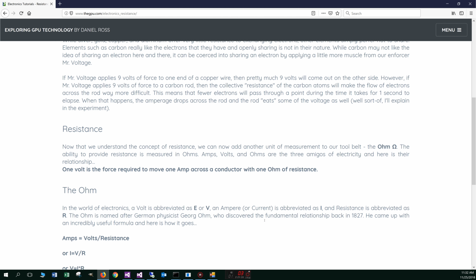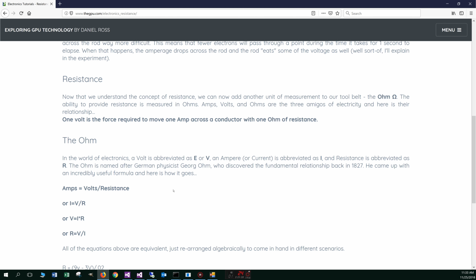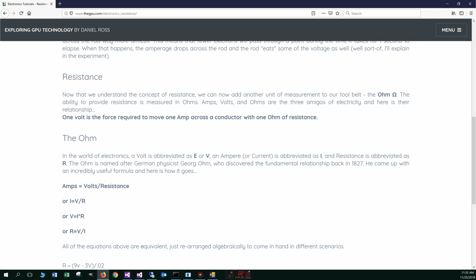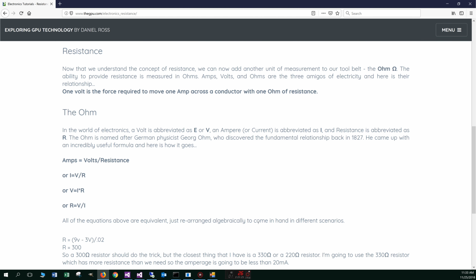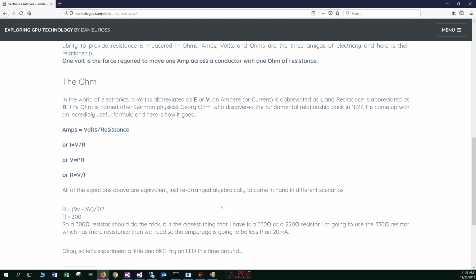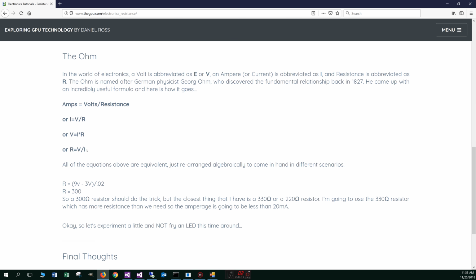He came up with an incredibly useful formula, and here's how it goes. Amps equals volts divided by resistance, or I equals V/R, if we're using the abbreviations. We apply a little algebra: V equals I times R, or R equals V divided by I. Now, all the equations above are equivalent, just rearranged algebraically. This should be handy in different scenarios. Okay, so in this particular one, we're going to use this form of the equation right there.